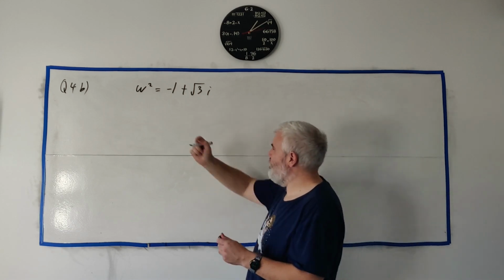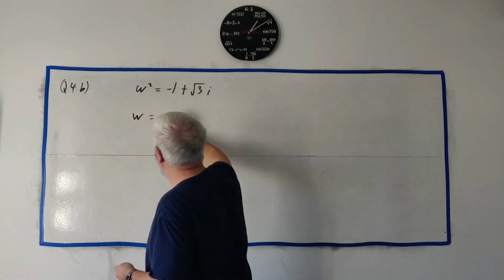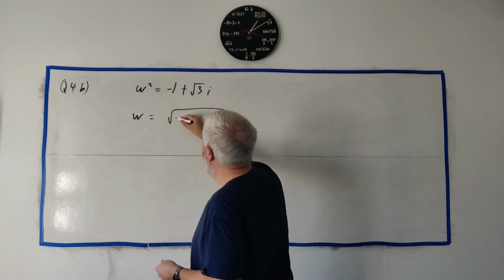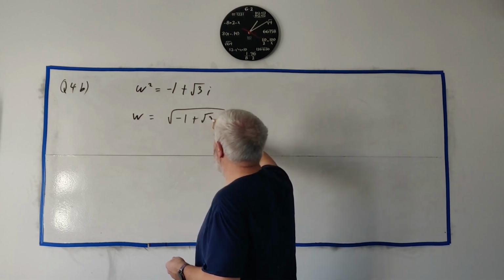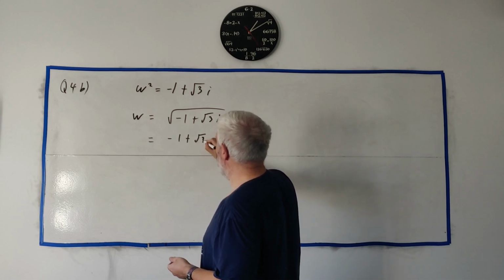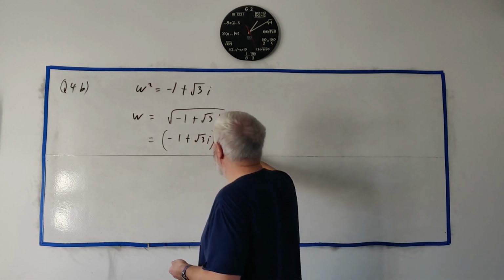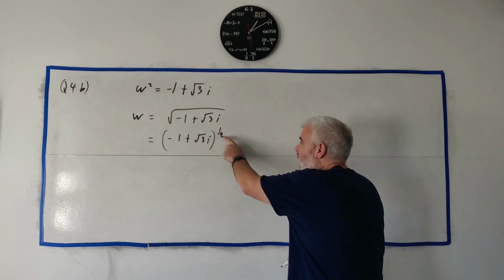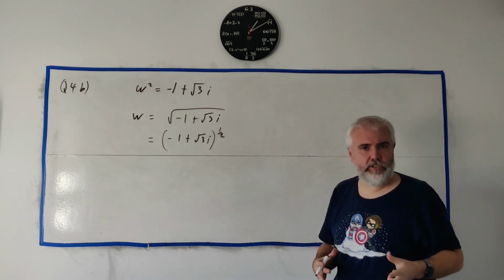Because basically what they're asking us to do is find w. And w is equal to the square root of minus 1 plus square root 3i, which I guess is minus 1 plus square root 3i to the power of a half. Okay, so we're dealing with a power here that's not easy to do.